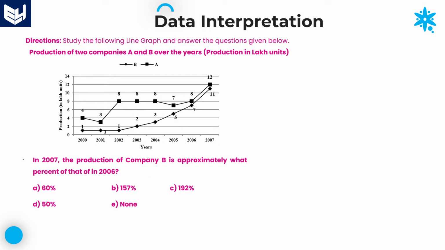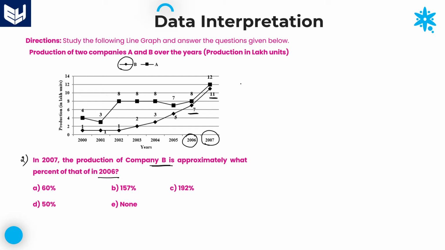Let us look at the second question. Second question is in 2007, the production of company B. Company B means that is rhombus shape. Company B production, that is 11, is approximately what percent of that in 2006? 2006 production, which is 7, right?